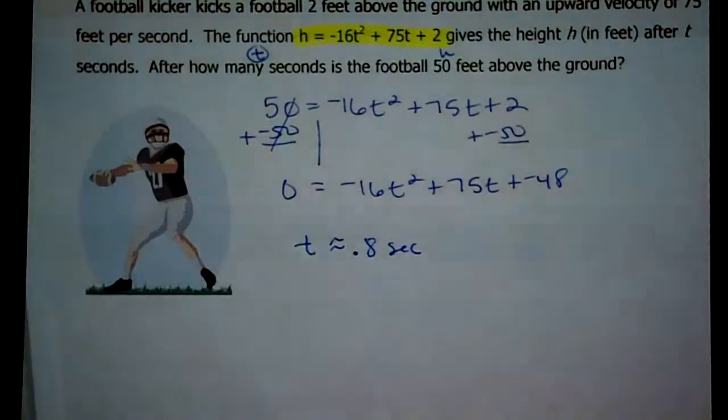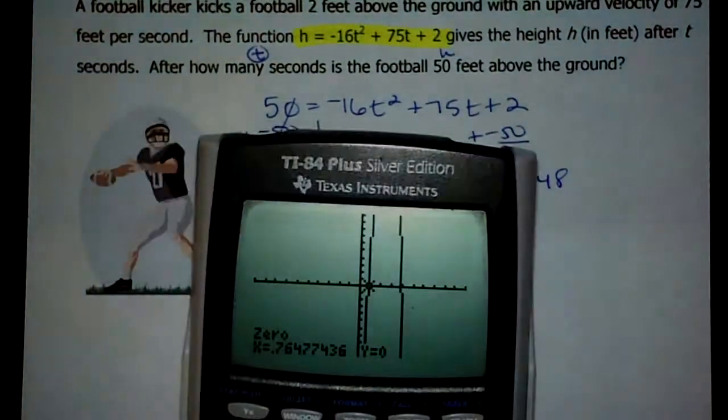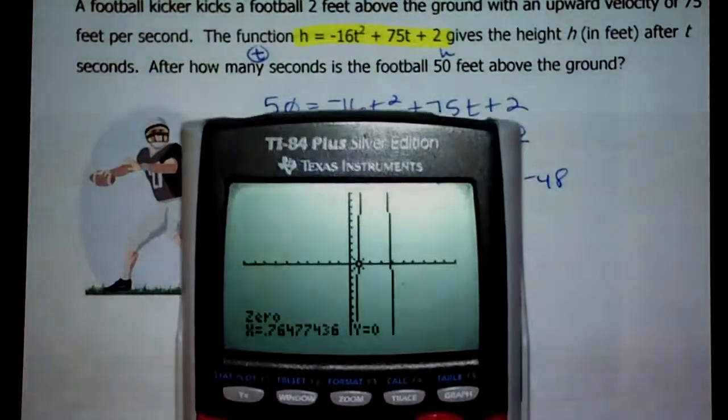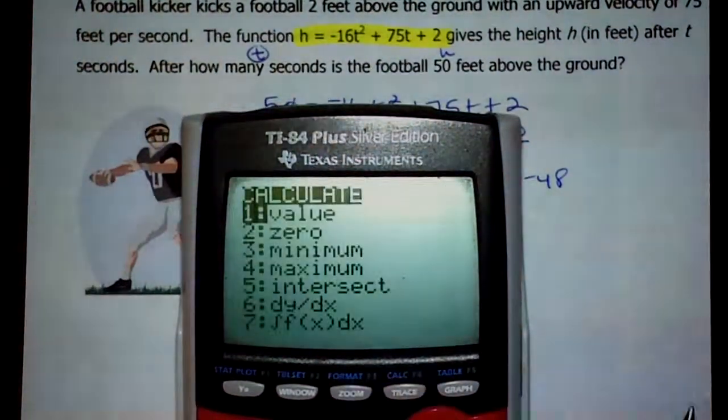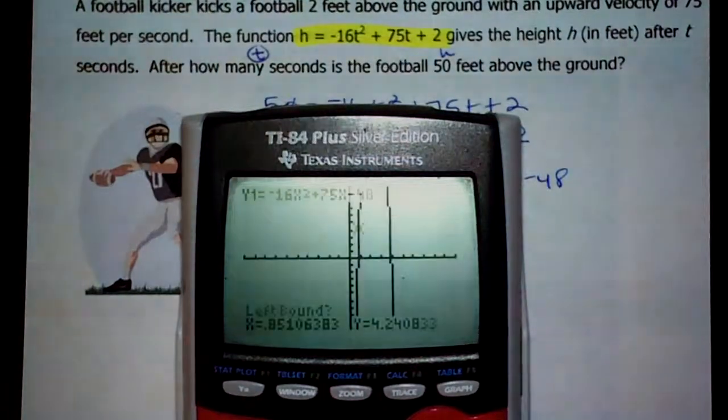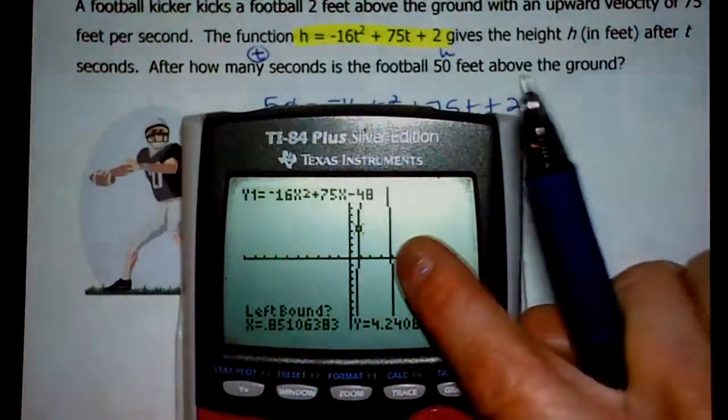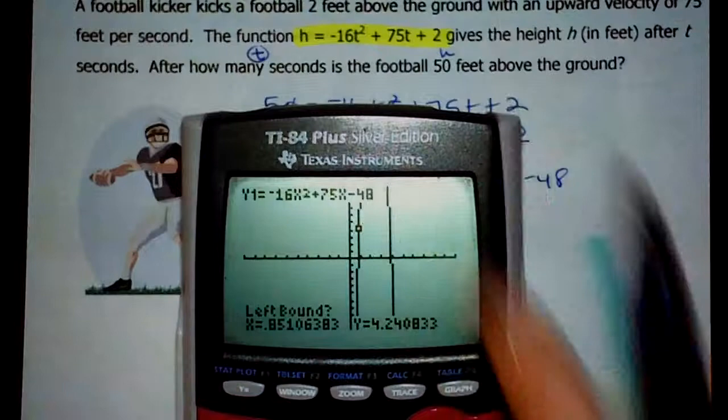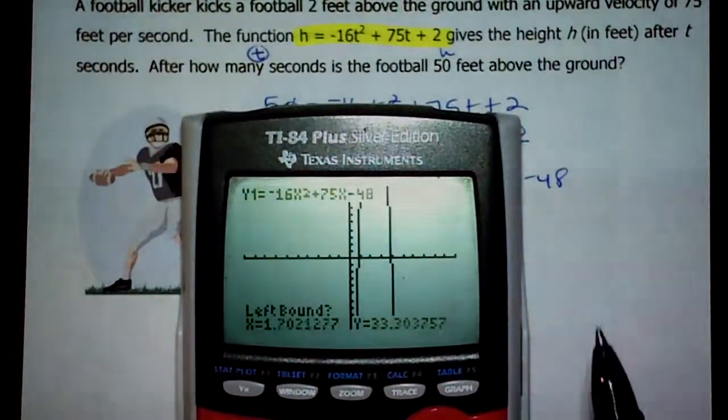Now it happens again because what goes up must come down. And I want to find this one now. So I'm going to do the same thing. I'm going to press second trace. I want to find the 0. This time I need to get to the left of this. So I kind of want to be above it. So hit your right arrow until we're above it.